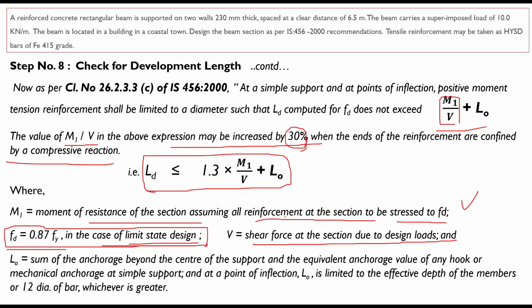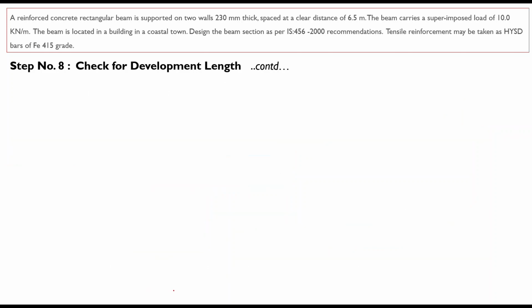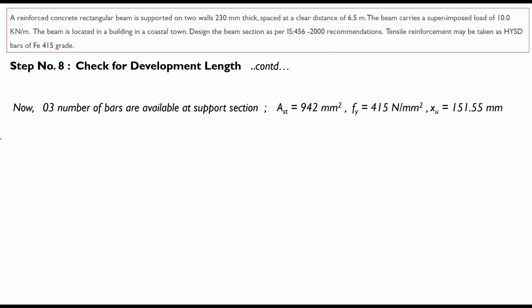Now the third remaining part is L naught. L naught is the sum of the anchorage beyond the center of support and the equivalent anchorage value, etc. But we are more concerned about this statement, that L naught is limited to the effective depth of the beam or 12 times the diameter of the bar, whichever is greater. So here we are able to calculate this value, since we are providing three bars, and let us assume that we are taking these three bars within the support.